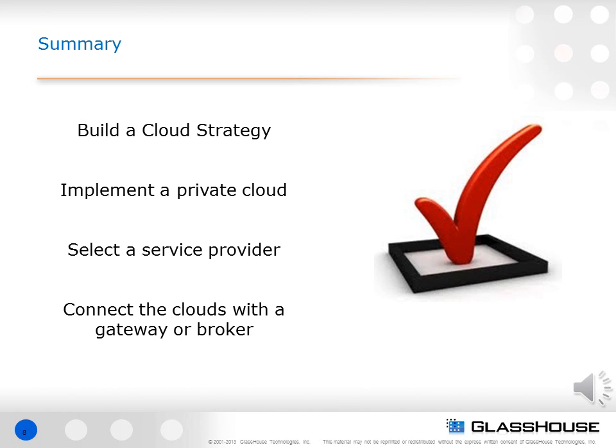So to summarize, there are 4 steps to building your hybrid cloud solution. Firstly, you need to define your cloud strategy, and as we discussed, that's really underpinned by a deep understanding of the current state of your applications. Then you need to go on to implement your private cloud and select a public cloud service provider. And finally, you need to connect those clouds together with either a gateway or a broker. And really, it's only at this point when you connect the clouds together that you form hybrid clouds.